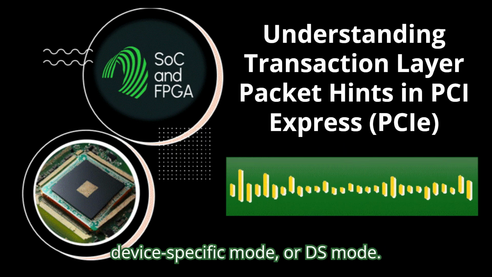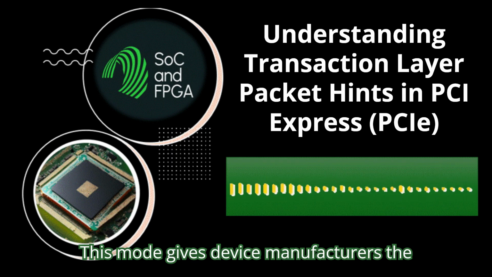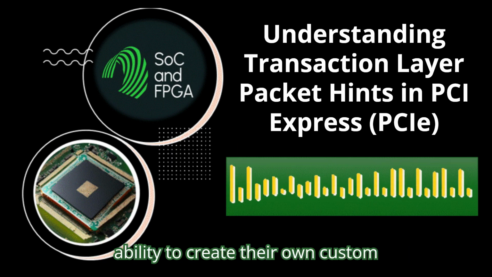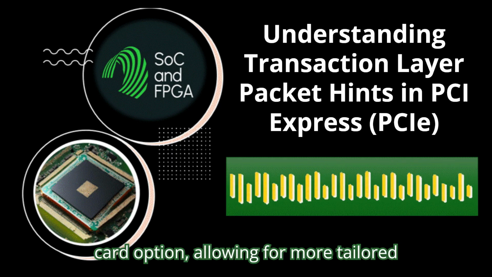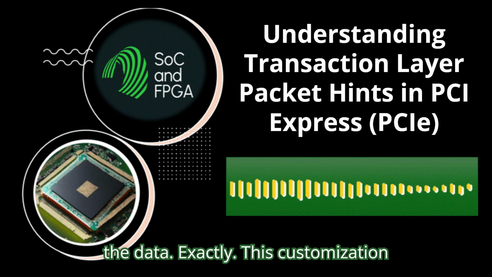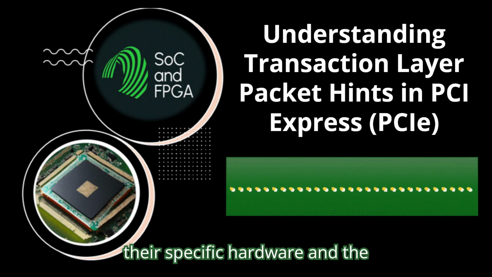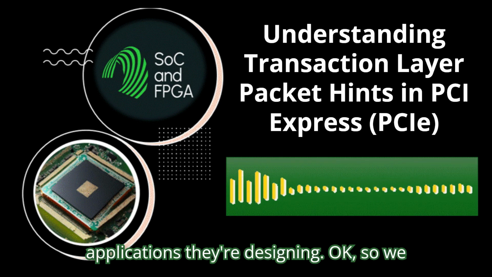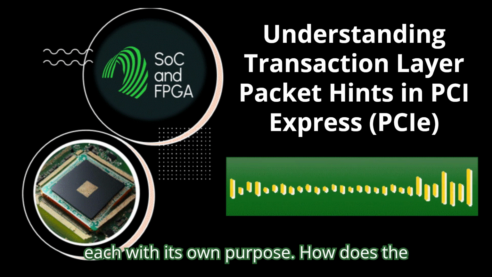There's also device-specific mode, or DS mode. This mode gives device manufacturers the ability to create their own custom steering tag formats. So it's like a wildcard option, allowing for more tailored instructions depending on the device and the data. Exactly. This customization lets developers fine-tune data flow for their specific hardware and the applications they're designing. Okay, so we have all these different types of hints, each with its own purpose.